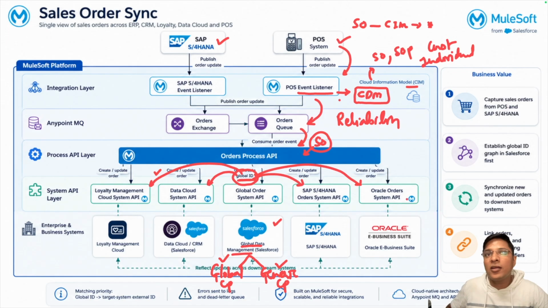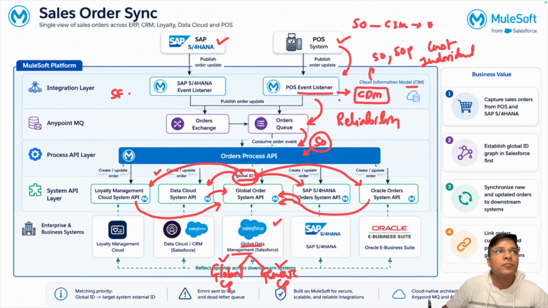Once that sales order is updated or created in these target systems, they will bring back their own IDs, and those IDs will be stored as external IDs inside Salesforce, and that will create a complete ID graph. So Salesforce to all the target systems, and the target systems to Salesforce, and this will bring the complete ID graph. So Salesforce will be the anchor, and then the rest of the target systems.